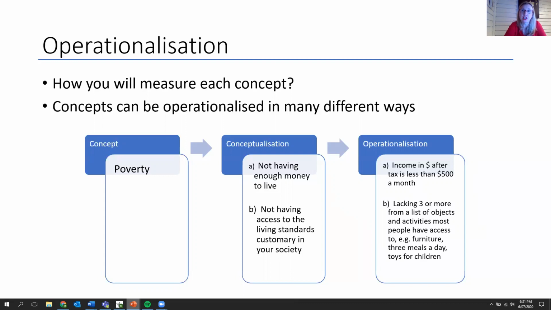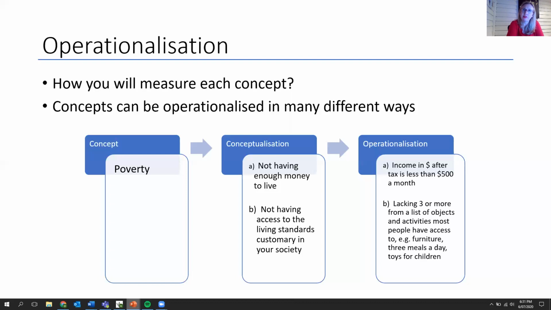Operationalization is essentially how are we going to measure each concept we want to put into our study, okay? Now, again, just like conceptualization, operationalization can be done in a number of different ways. There's no one right way to operationalize a variable. Let me give you an example of what we mean when we say operationalize.